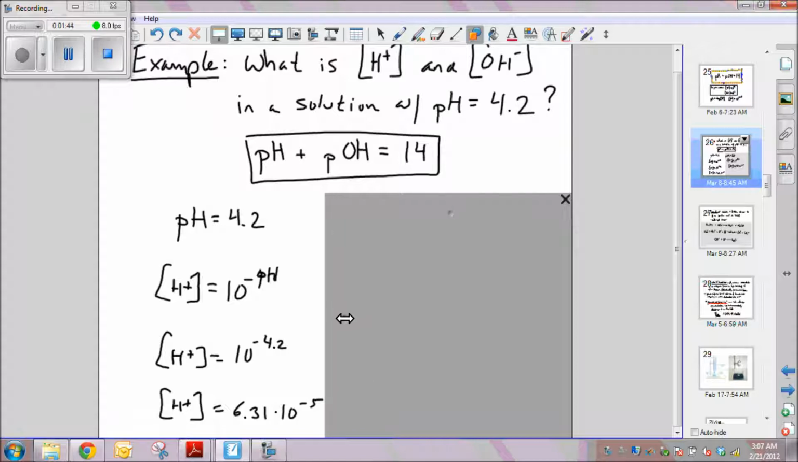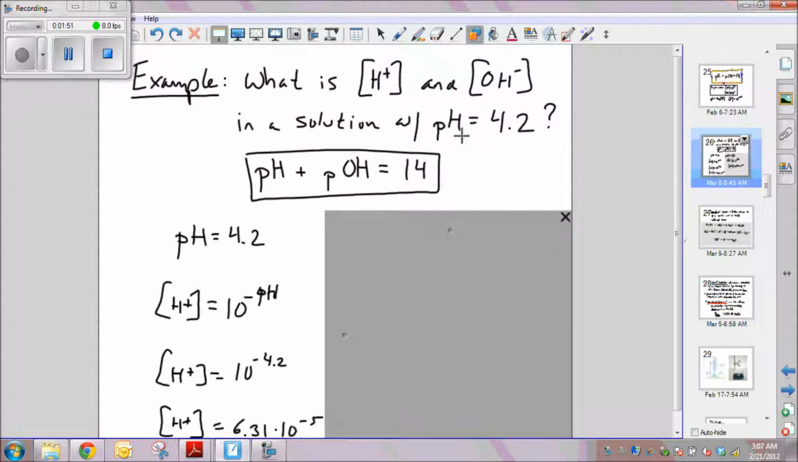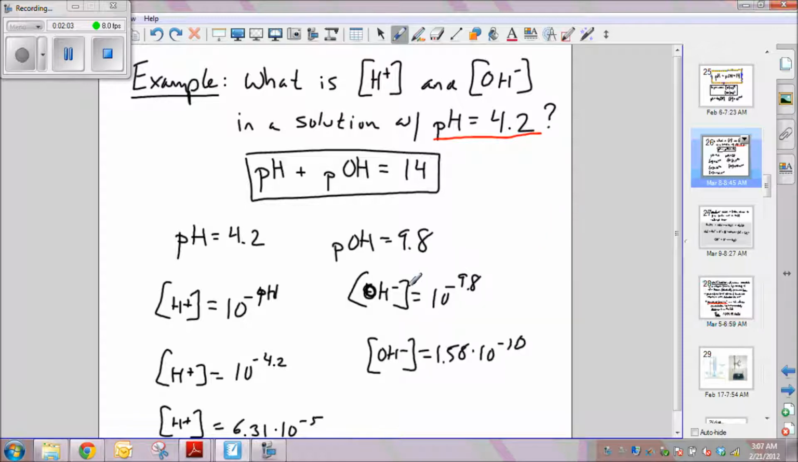But we also need to figure out the hydroxide ion concentration. By subtracting 4.2, the pH, from 14, you can figure out the pOH and then substitute in as follows. So the pOH is 9.8. The OH minus concentration in moles per liter is 10 to the negative 9.8, and the hydroxide ion concentration in water is 1.58 times 10 to the negative 10th.